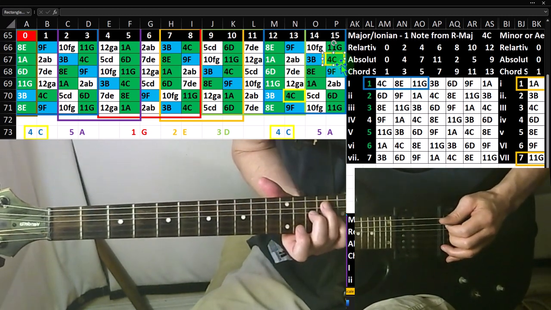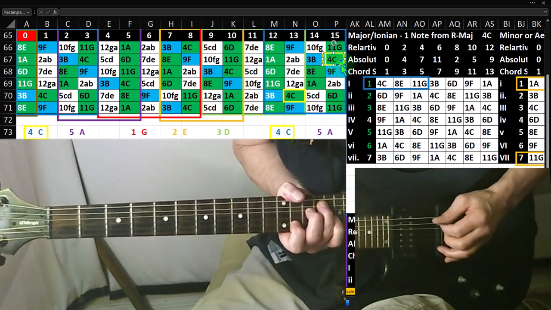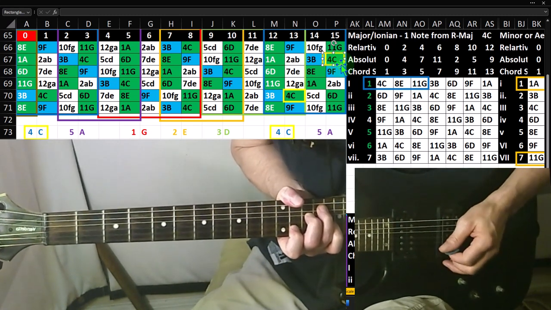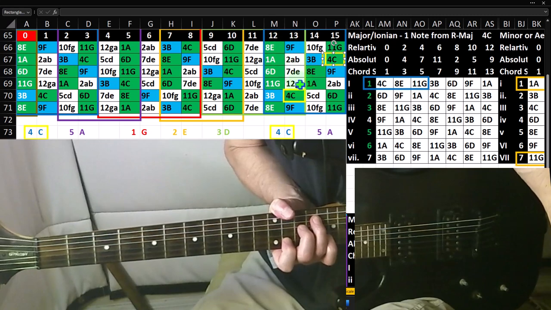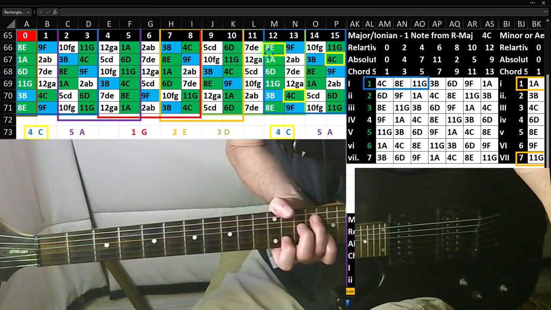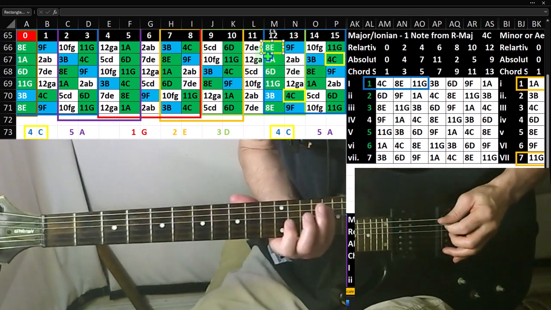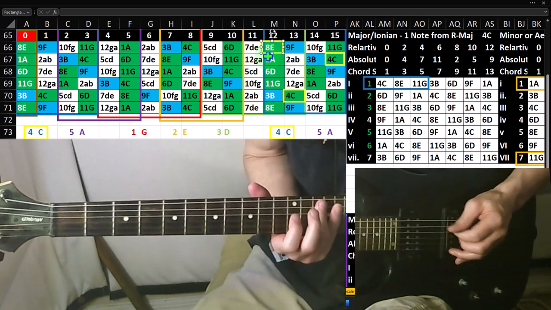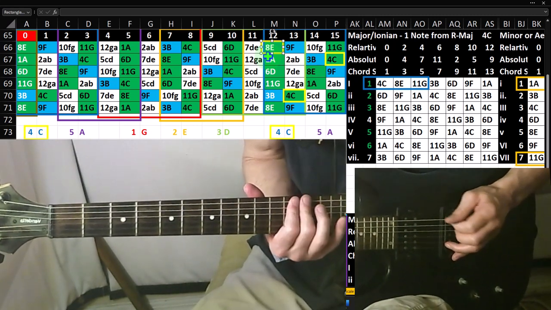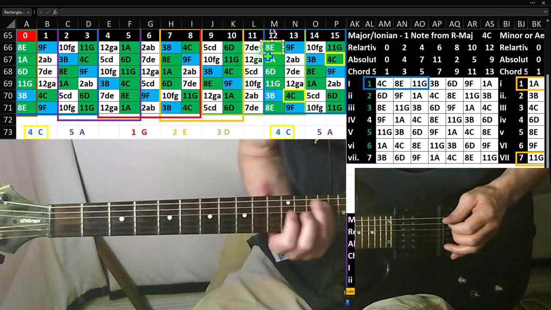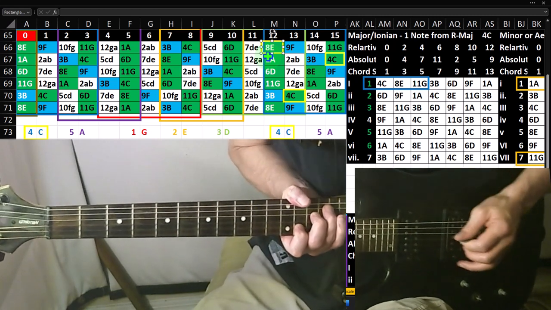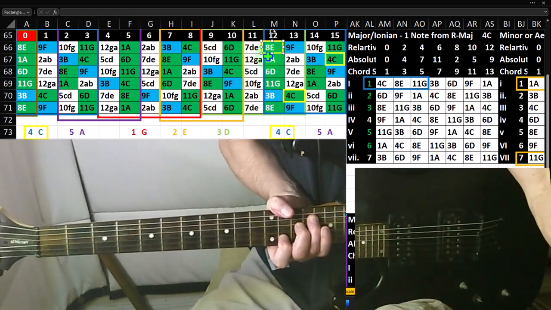8, 7, 6, 5, 4, 3, 2, 1. And then I'm going to play that C shape. And then I'm going to go down from here to the E and then back up again. So we're going to say, okay, this is going to be 8, 7, 6, 5, 4, 3, 4, 5, 6, 7, 8. And then again. So that's a useful little exercise.